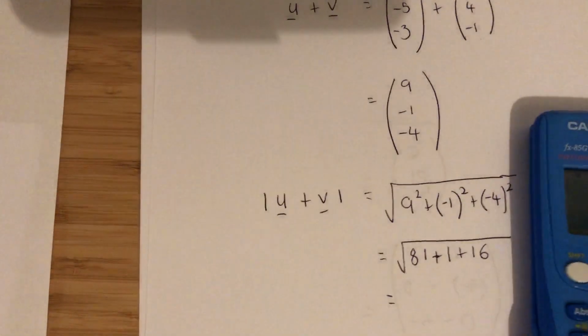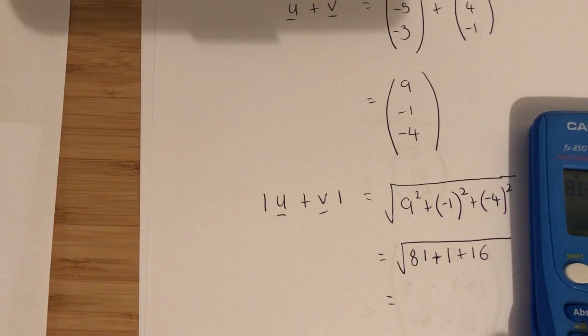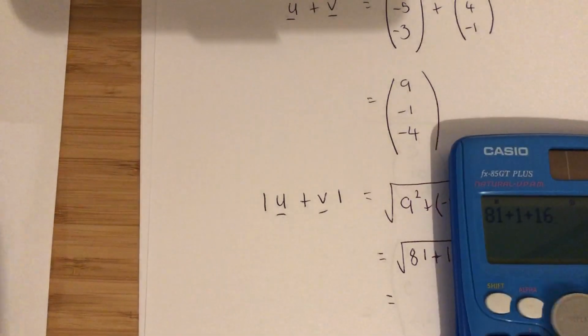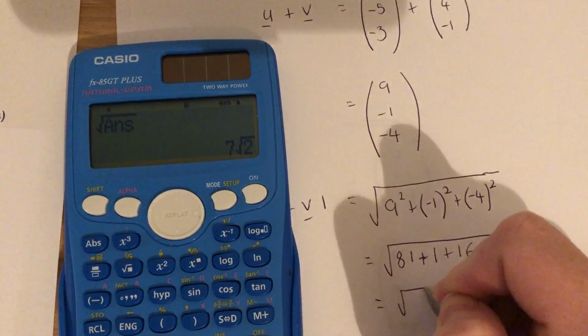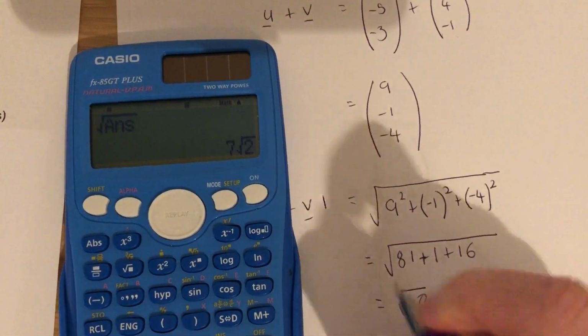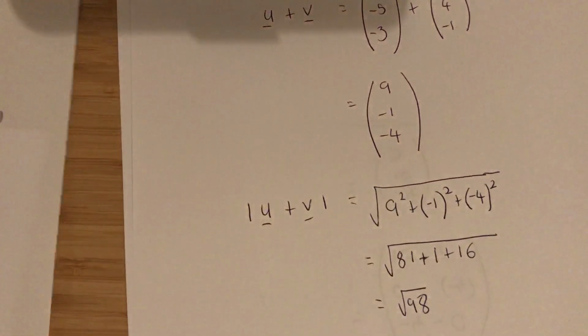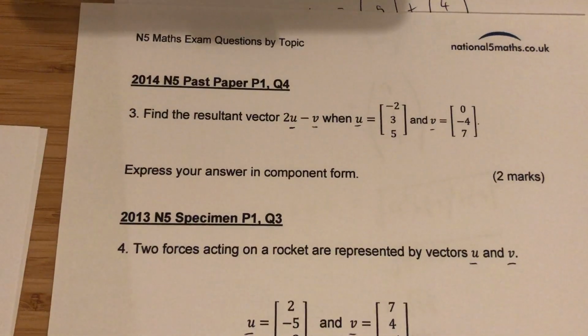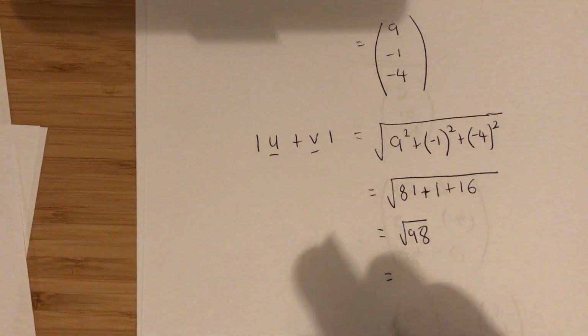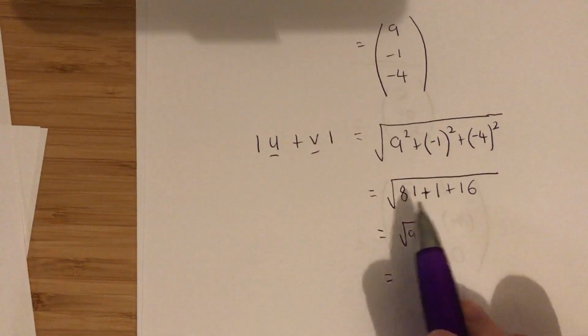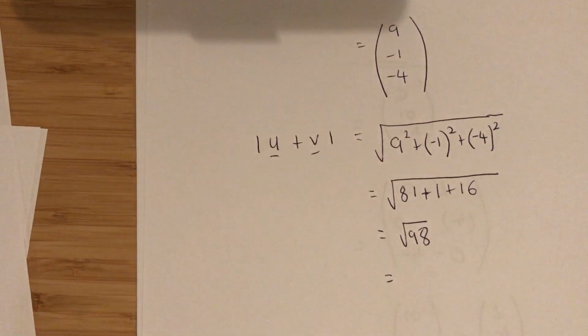So putting that into our calculator, 81 plus 1 plus 16 gives us 98. So the square root of 98, you might just want to write square root of 98 equals, and it actually says, oh, I've just realised this is a non-calculator paper, so ignore that I just used my calculator to work out what square root of 98, adding 81, 1 and 16.